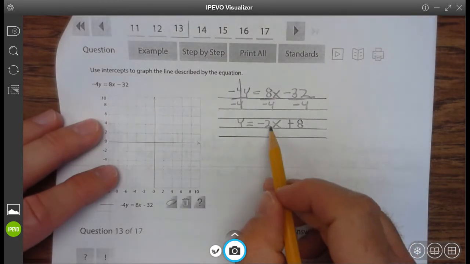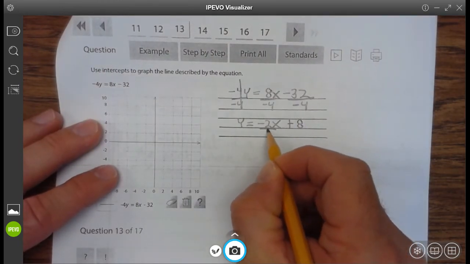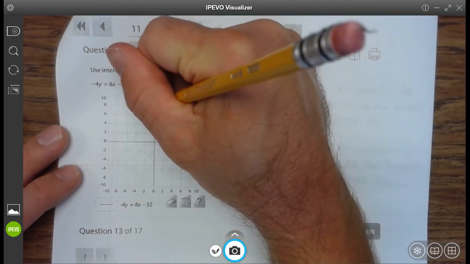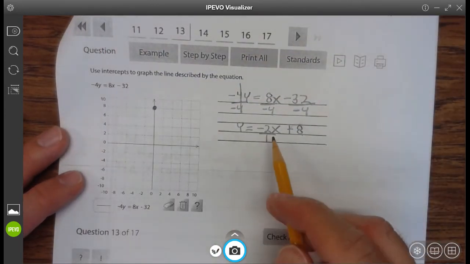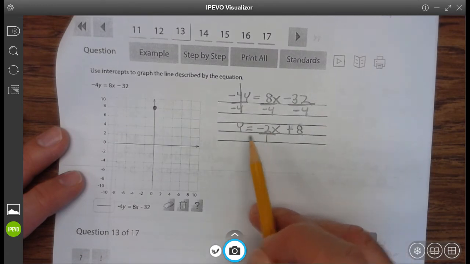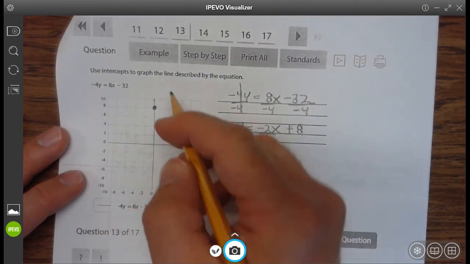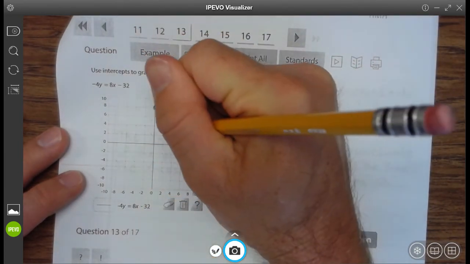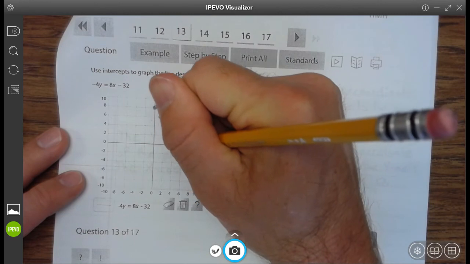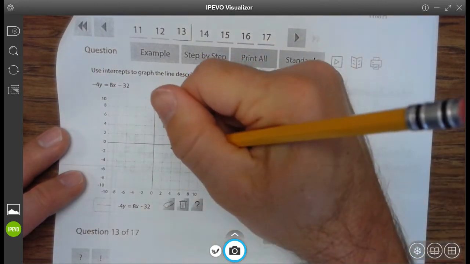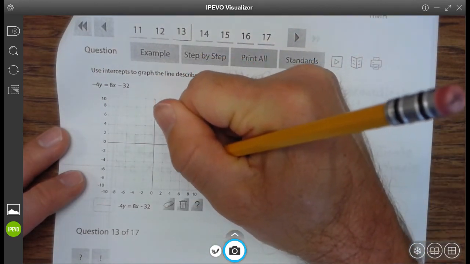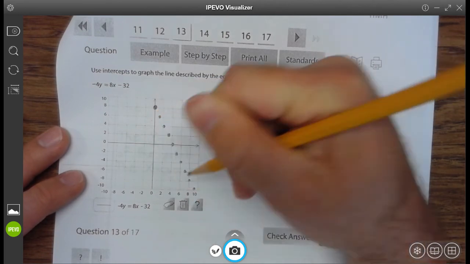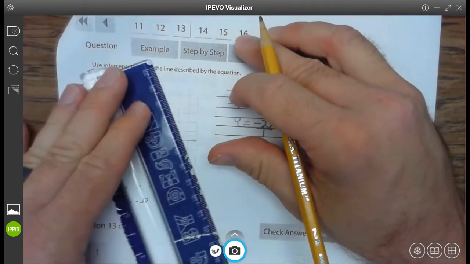Now, the number in front of x is the slope, and slope is always a fraction, so we're going to divide this by 1. Our y-intercept is 8, so we have a point there. From here, we go down 2 to the right 1. Now they're counting by 2, so we go down 2 to the right 1, repeating this down the line. And there's our graph.